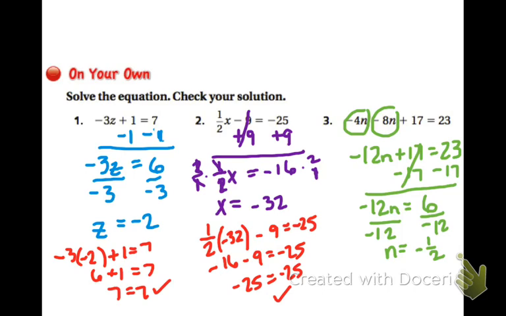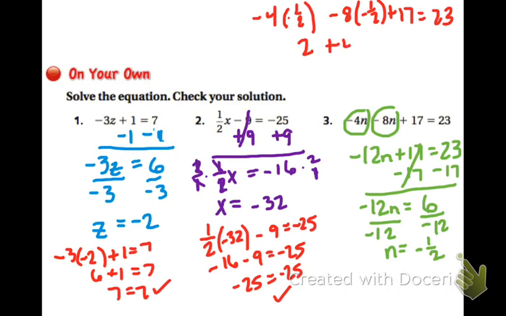I'll check my work above it because it'll be easier for you to see. So negative 4 times the negative 1/2, negative 8 times the negative 1/2. Negative 4 times negative half is a positive 2, negative 8 times negative half is a positive 4. And when I add all these numbers on the left, I get 23. So I know that my answer is right.